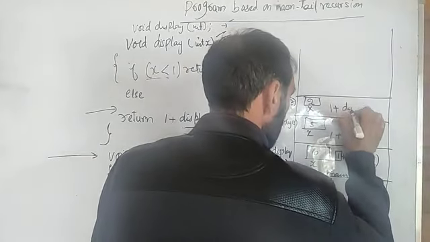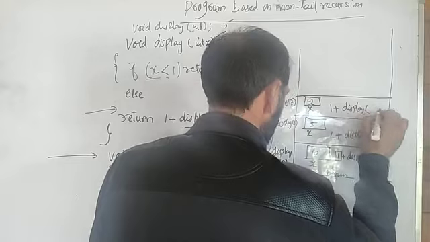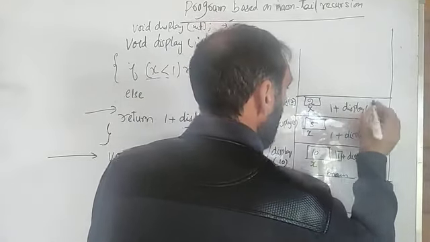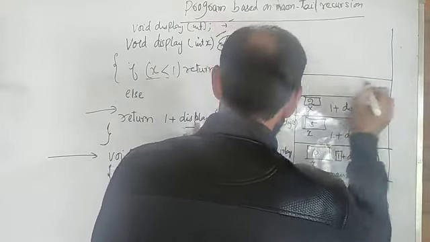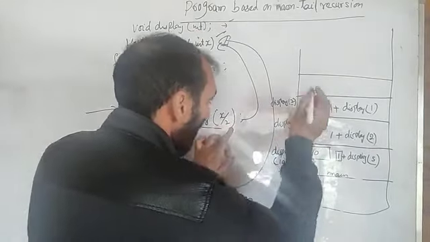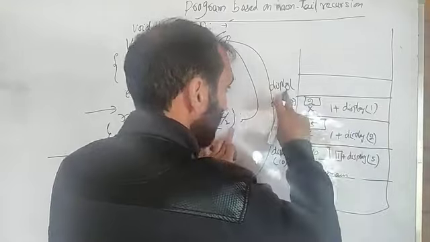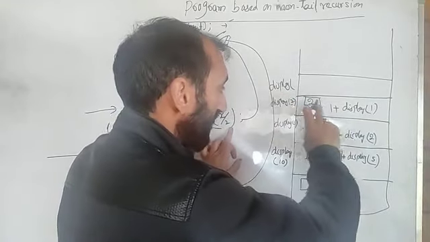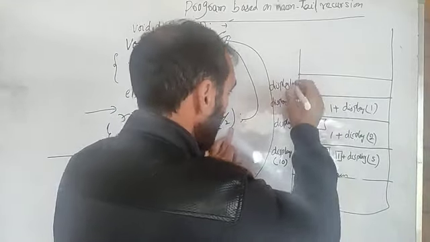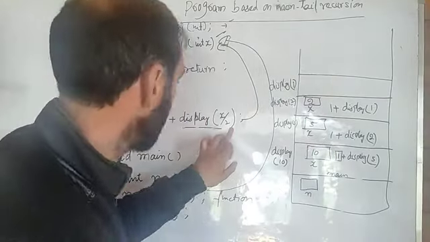display x divided by 2. 2 divided by 2 equal to 1. So this is also a function call. And again, at this time, the display function has been called by the display function by passing 1 as an argument. Here 1 is going to be passed as an argument.